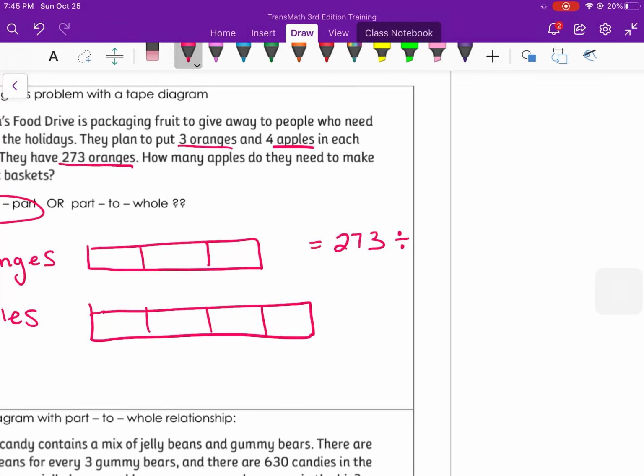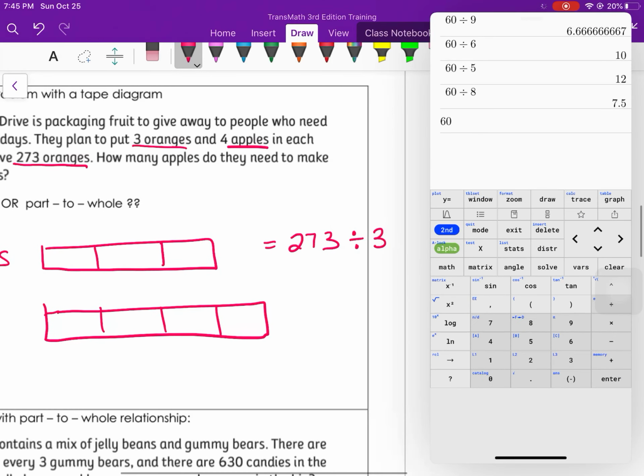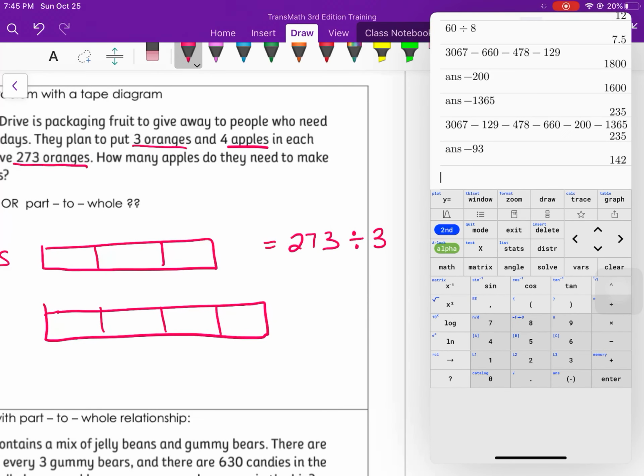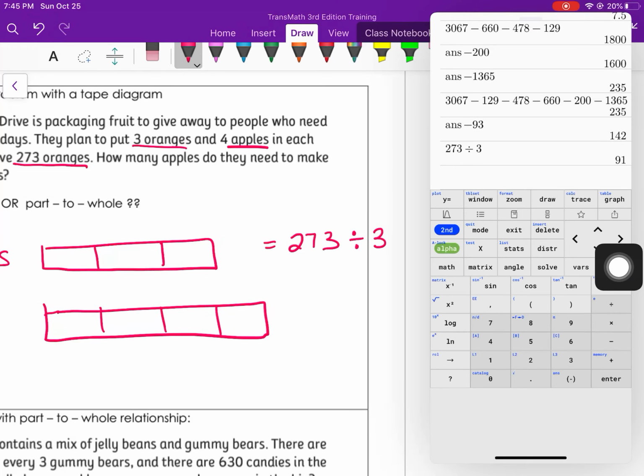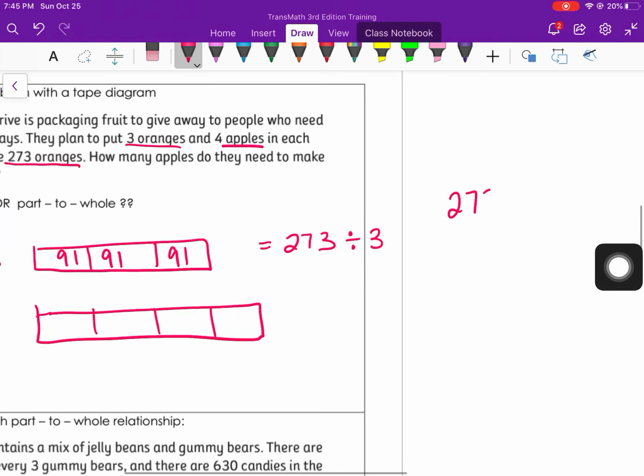Since there are 3 boxes, you need 273 divided by 3. So 273 divided by 3 gives us 91 in each box. 91, 91, 91.